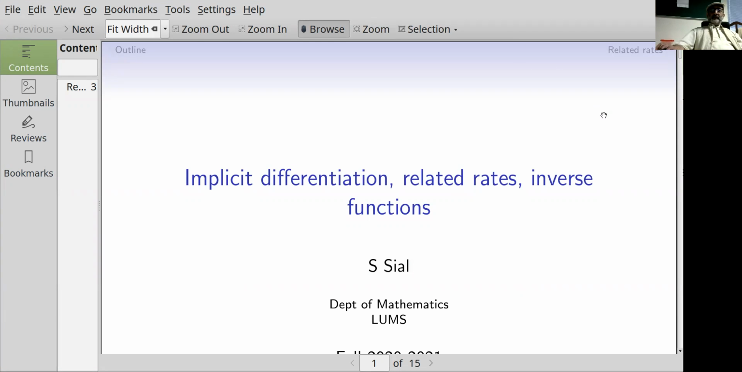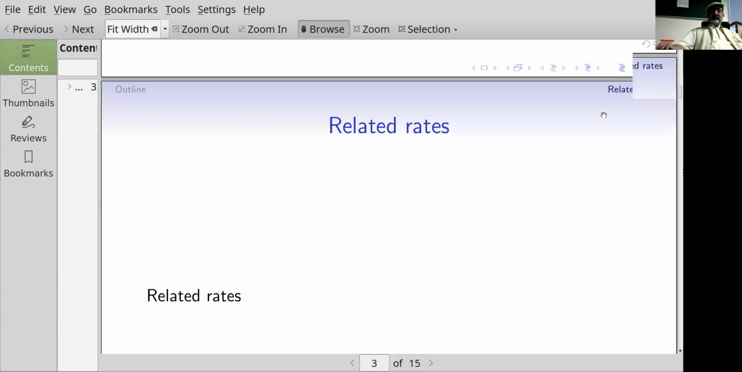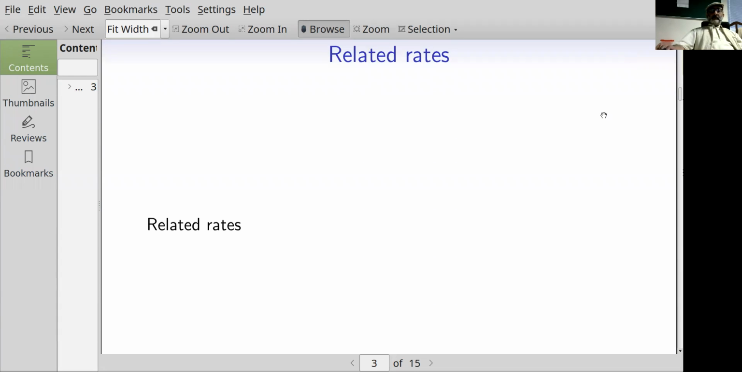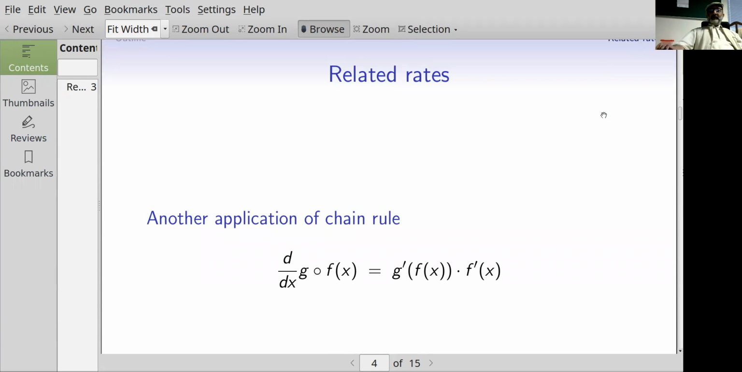In this segment, we're going to cover related rates, and this is another application of taking the derivative of an expression and then solving for the rate of change, the derivative that we're looking for.